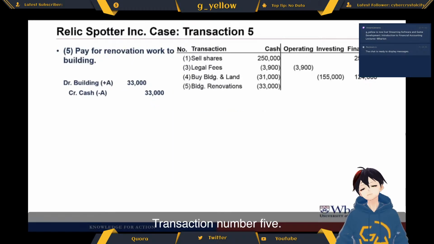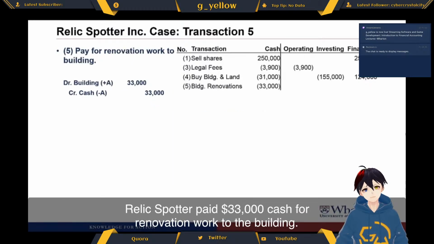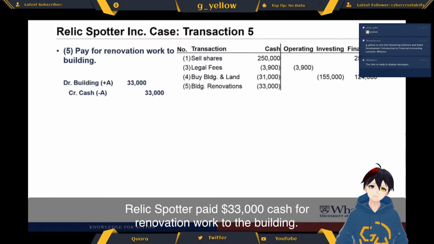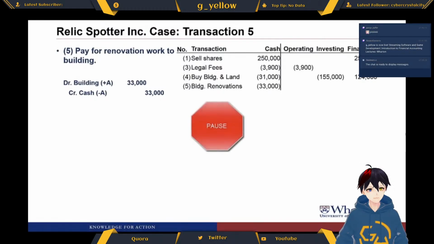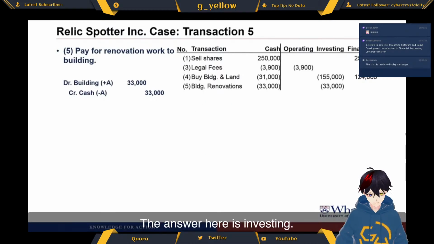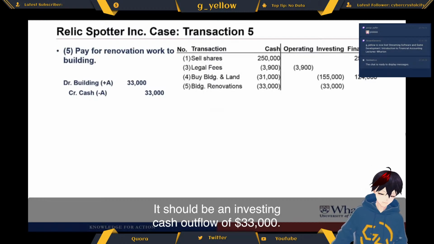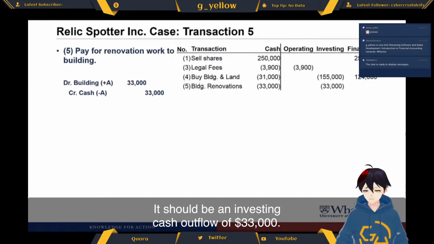Transaction number 5, Relic Spotter paid $33,000 cash for renovation work to the building. Try to classify that as operating, investing, or financing. The answer here is investing. It should be an investing cash outflow of $33,000.